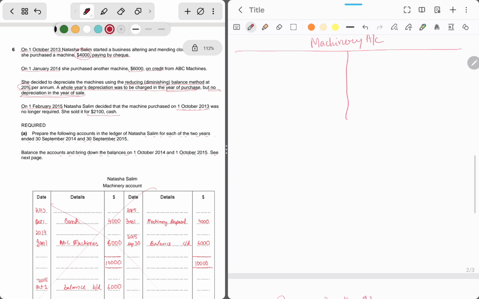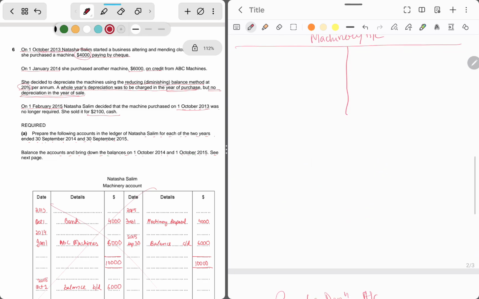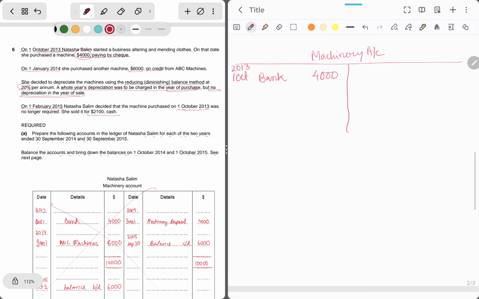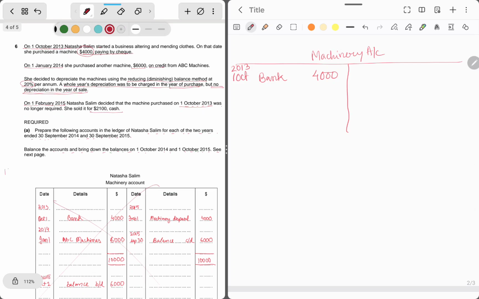Okay, so on 1 October 2013, she has started a business and she had purchased a machine for $4,000 and paid by check. So it is 1 October, which year? 2013. Since the payment has been made by check, so we write down bank. What is the amount? $4,000. Done. Okay, next we move on to next purchase, 1 October. So October, November, December, and then January. That means this will come first.